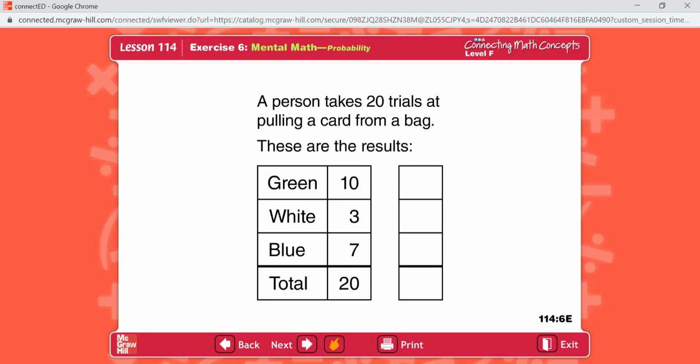Now listen, another person takes 5 times as many trials. How many trials would the person take? So that's asking us 5 times as many trials. This one says 20. What's 5 times 20 equal? 100.